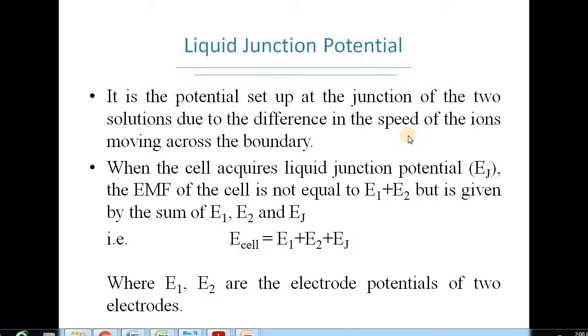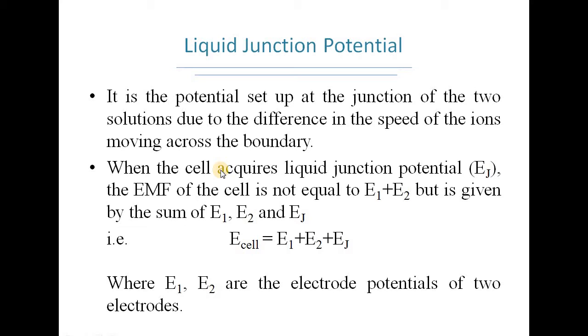We very well know in case of electrolyte concentration cells with transference, the two electrolyte solutions are in direct contact with each other through a permeable boundary. Now across this boundary there is movement of ions in both the directions. Due to difference in the speed of ions, a potential is set up at the junction of two solutions, which is known as liquid junction potential.